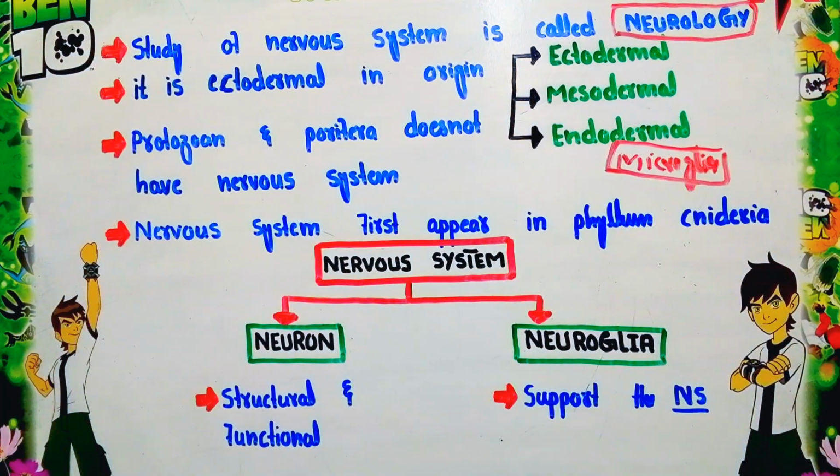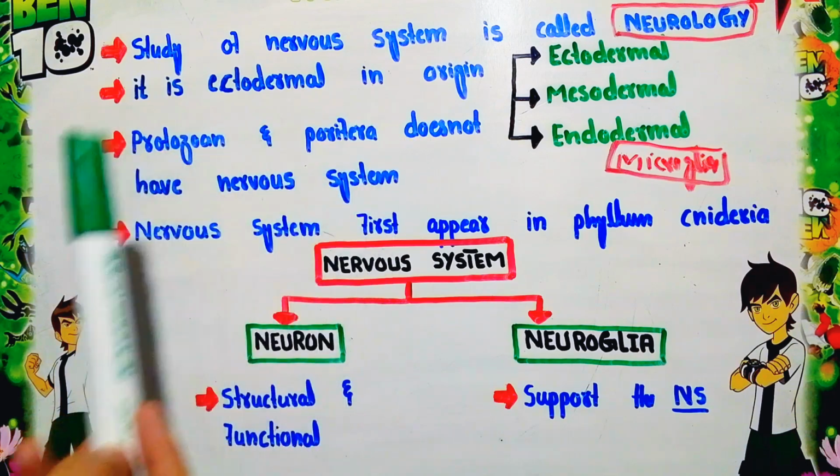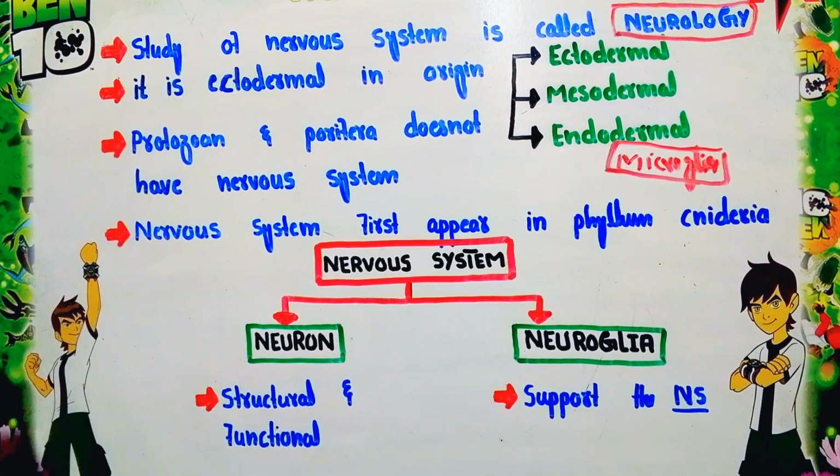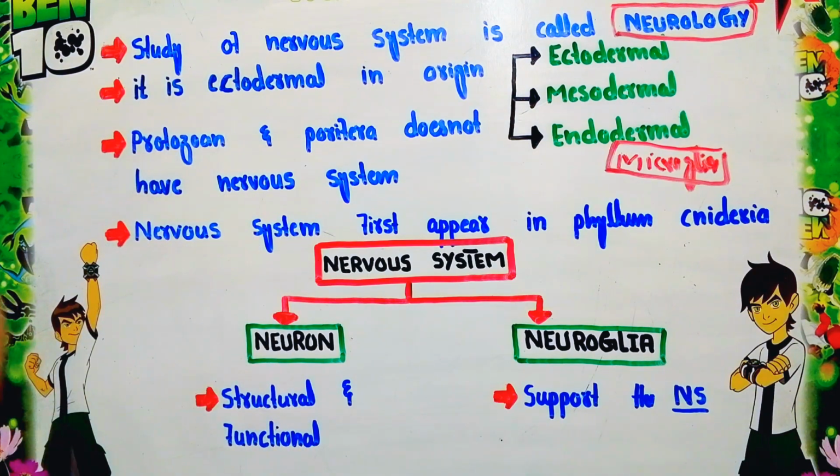Now we will look at the nervous system phylum-wise. In which phylum does the nervous system first appear? In the animal kingdom, the phylum Protozoa and the phylum Porifera do not have a nervous system. The animals of these first two phyla of the animal kingdom do not have a nervous system.